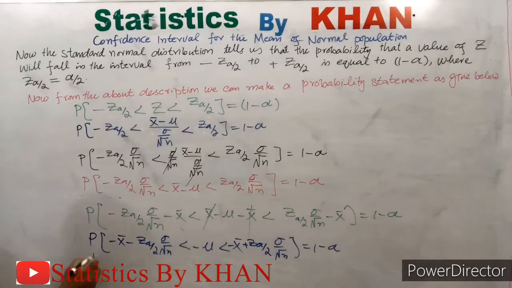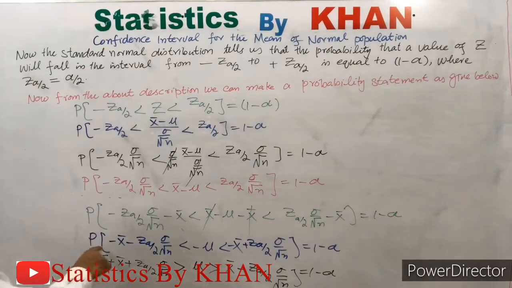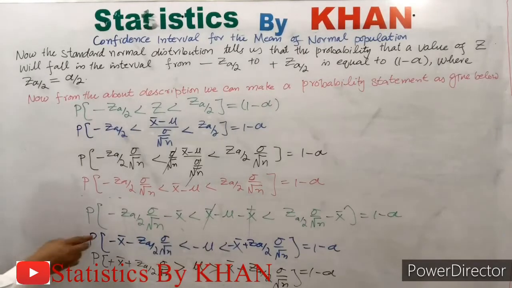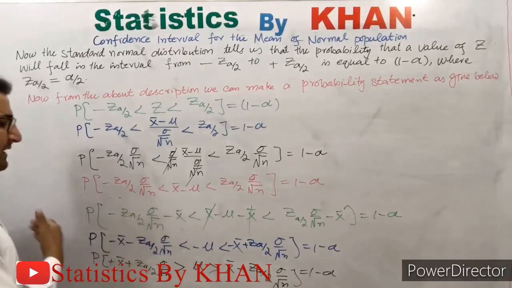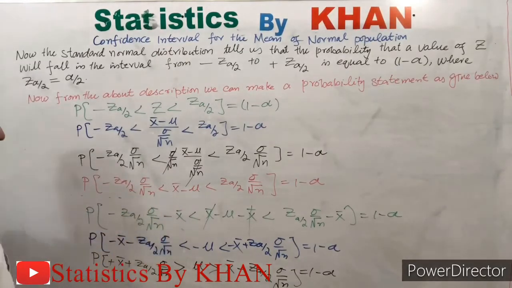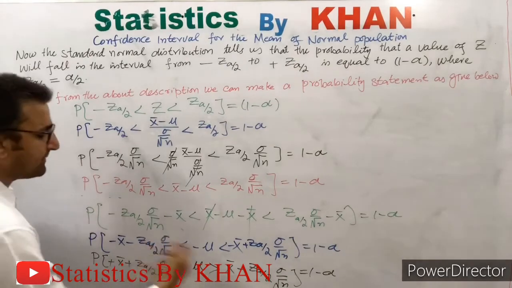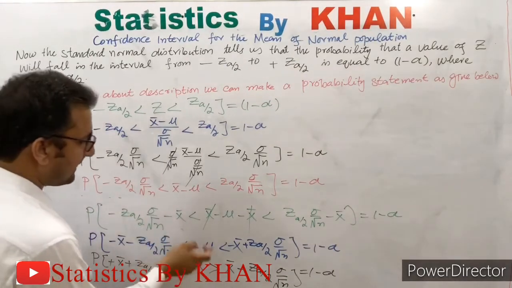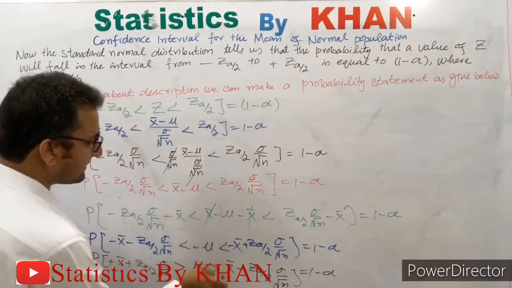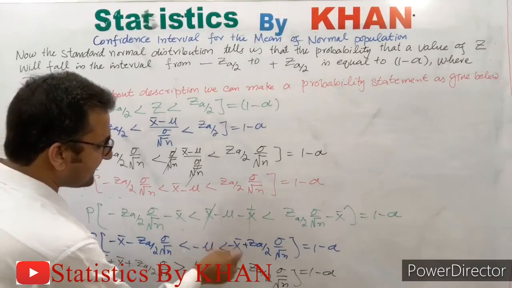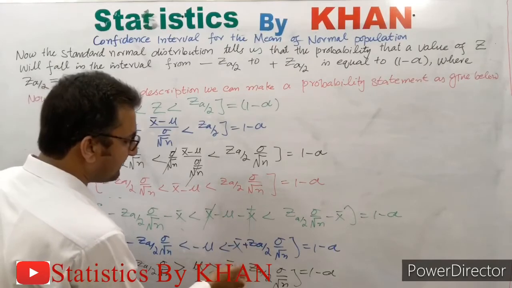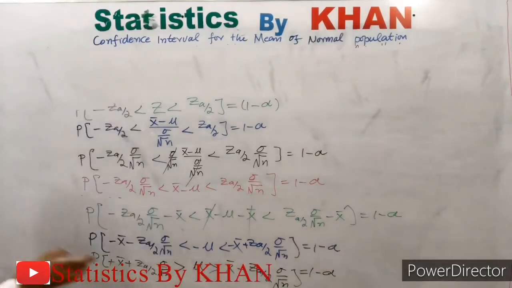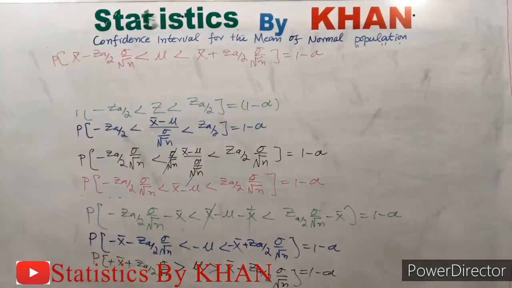What do I mean? Now I have multiplied this by minus 1. If I multiply this by minus 1, it will become plus. And as I have mentioned, if the inequality is multiplied by a negative number, the inequality will be reversed. So it has been reversed. It has become positive. It was minus x bar; over here, it became plus x bar. It was plus z alpha by 2, so it became minus z alpha by 2. So finally, this can also be written as, so this is the final statement.